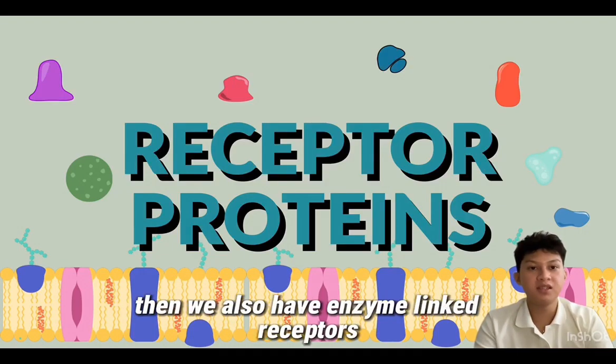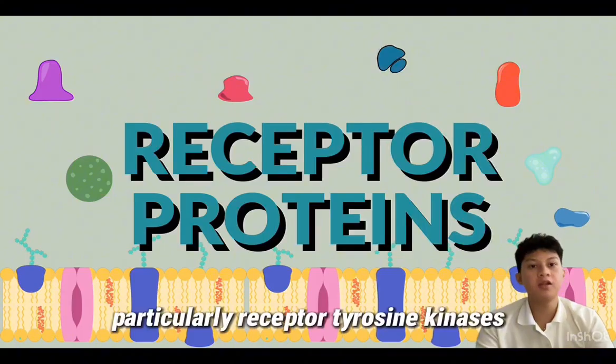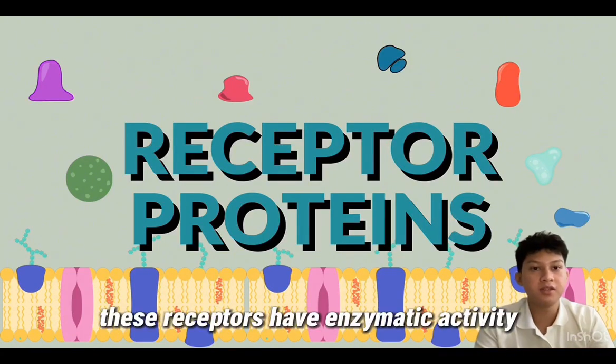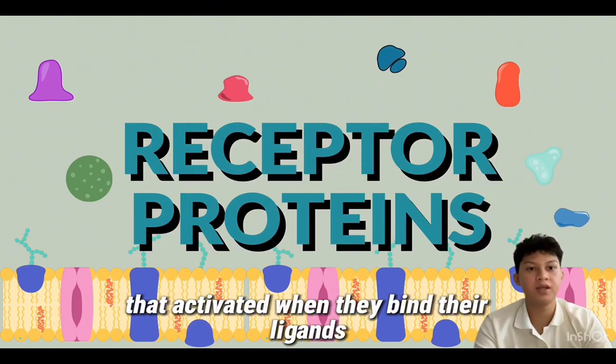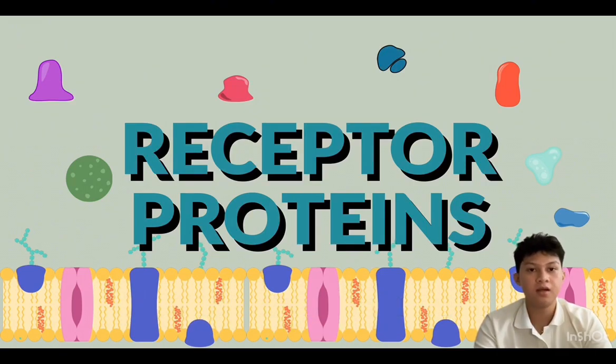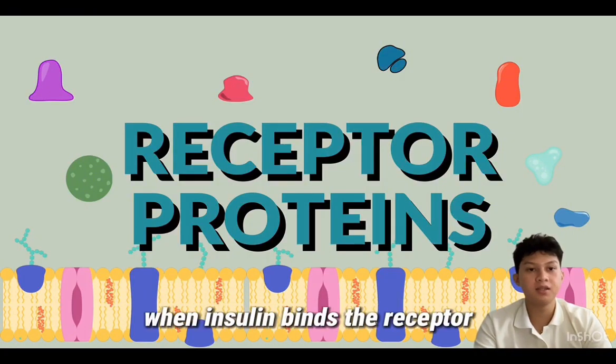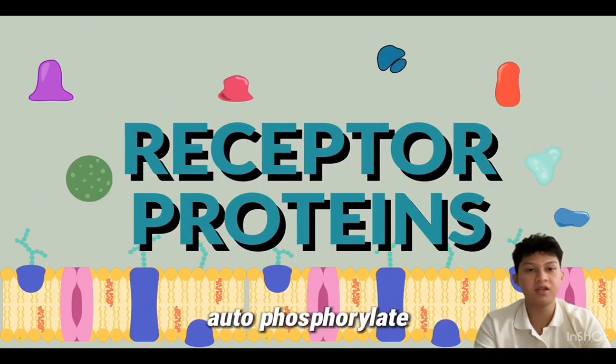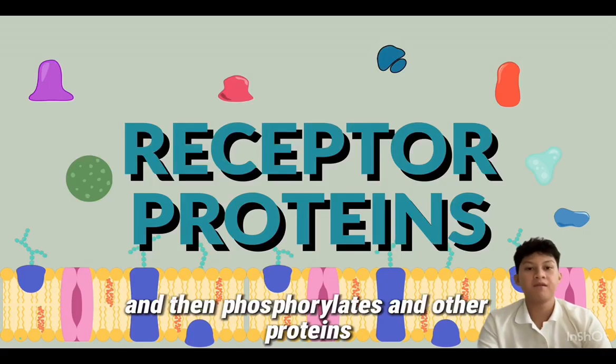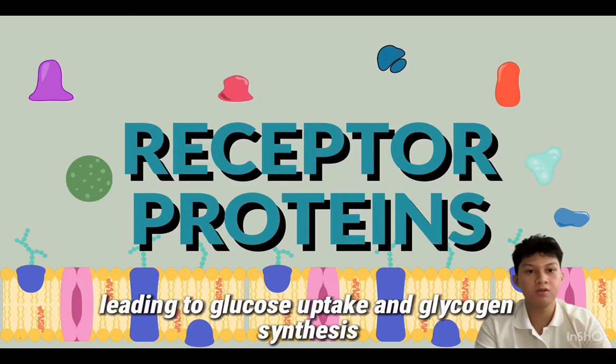Then we also have enzyme-linked receptors, particularly receptor tyrosine kinases. These receptors have enzymatic activity that is activated when they bind their ligands. The insulin receptor is a perfect example. When insulin binds, the receptor autophosphorylates and then phosphorylates other proteins, ultimately leading to glucose uptake and glycogen synthesis.